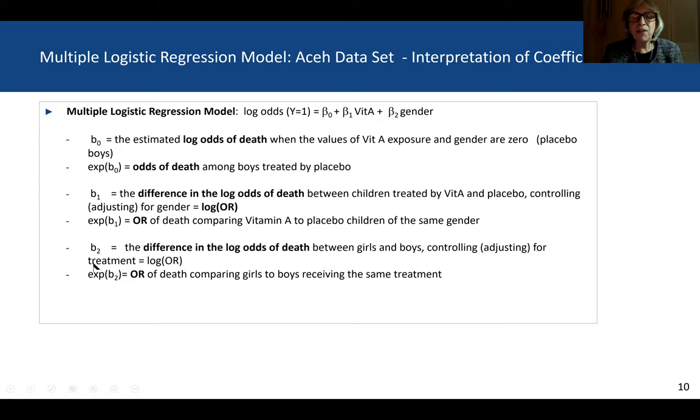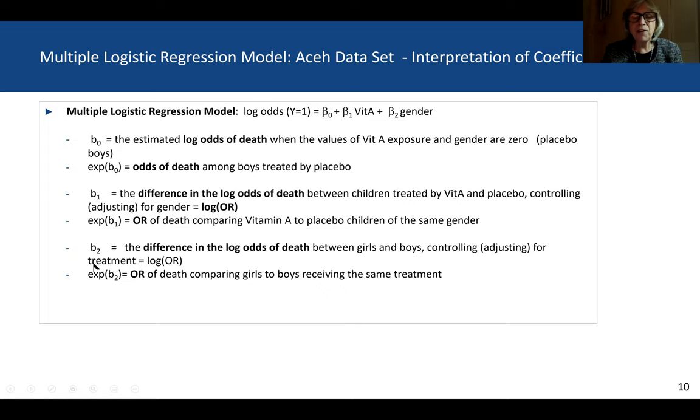We see that that's estimated by 0.42 and the p-value is 0.115. So there's no statistically significant difference in the log odds of death between girls and boys. And again, for completeness, when gender is equal to 0, beta 1 times 0 cancels out. Beta naught is the log odds of death among boys, and we would say that B naught is the estimated log odds of death among boys, and that value is negative 0.17.